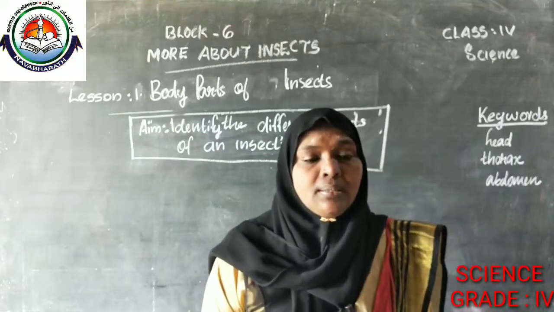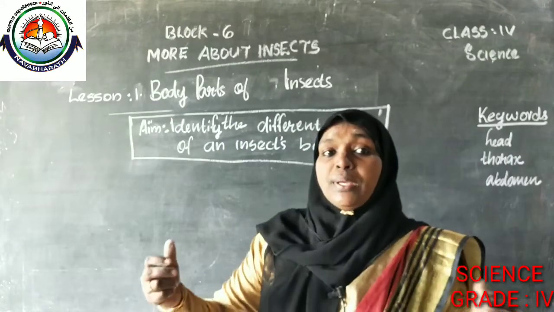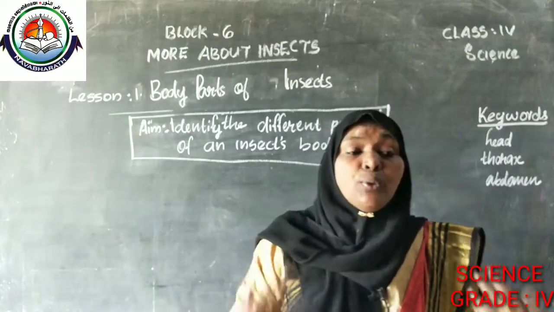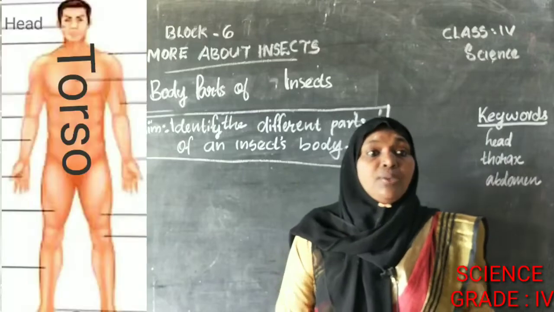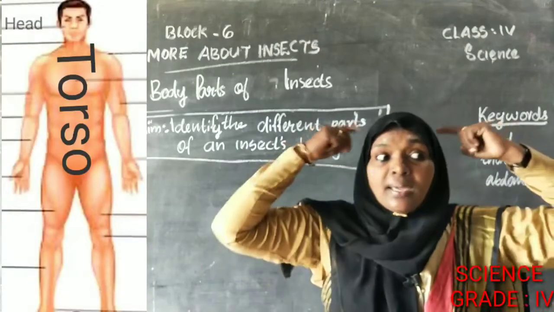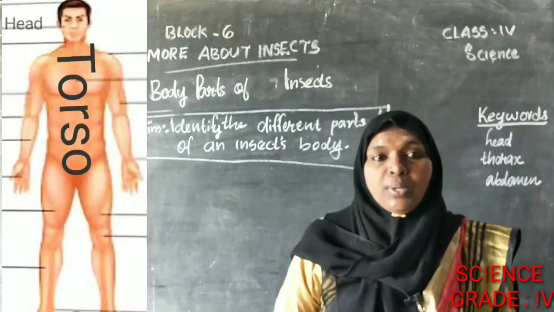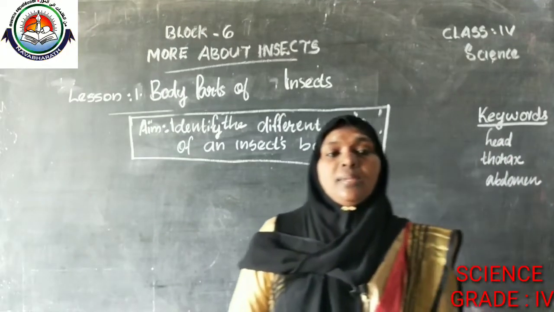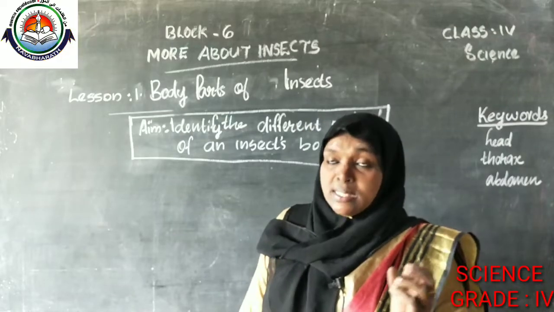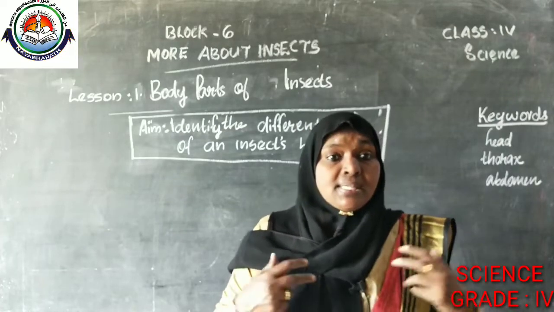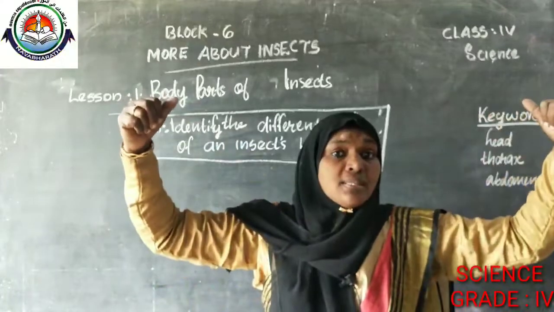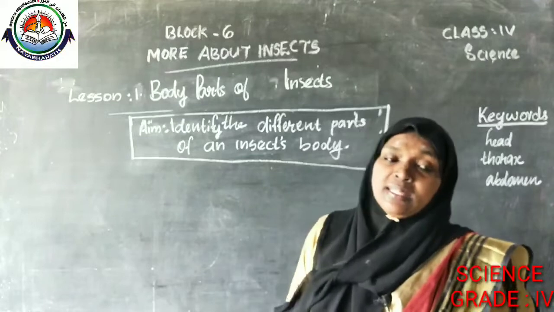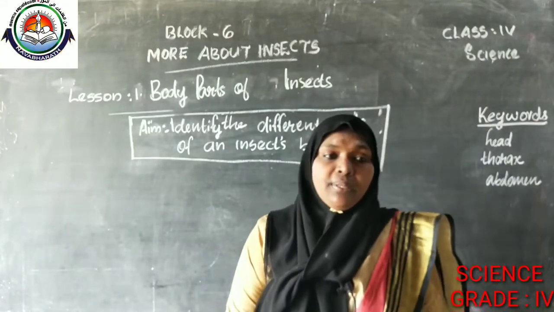Before starting, I want to know about our body parts. When we look at human bodies, we usually see what? A head and a torso. Head and torso. Clear? Okay. Then the torso consists of abdomen, chest, 2 arms, a neck and 2 legs. These are the body parts of a human being.